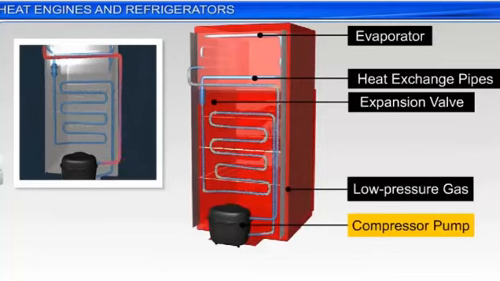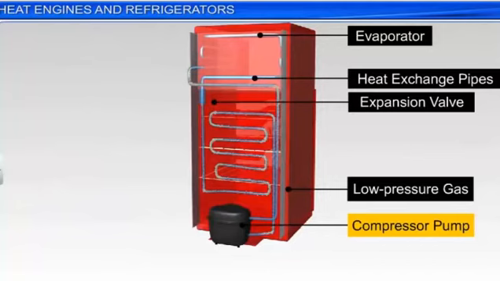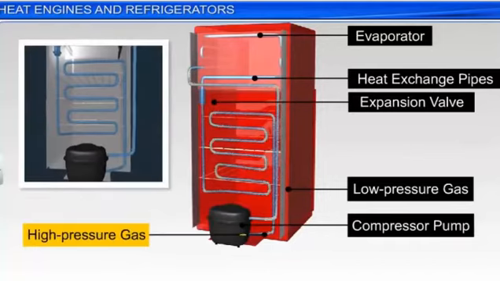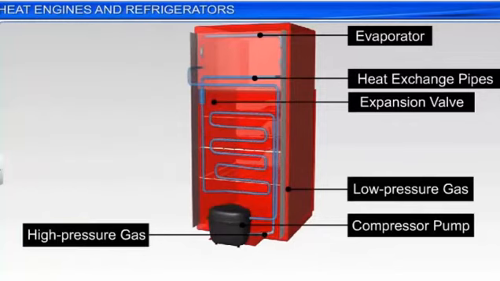The high-pressure hot vapor then passes through the exchange pipes located outside and releases heat energy to the surroundings. During the process, the hot vapor condenses to liquid. Then, the liquid refrigerant passes through the expansion valve, and due to sudden expansion, it cools further.